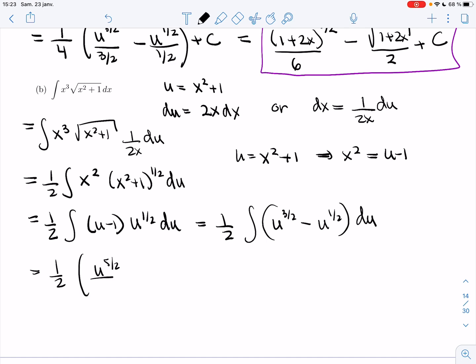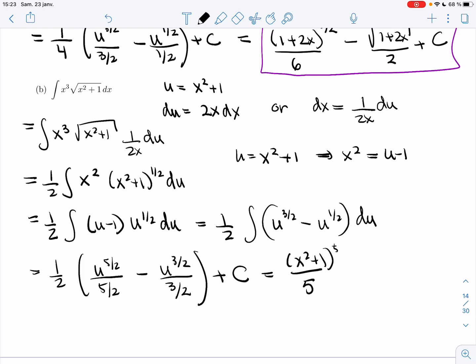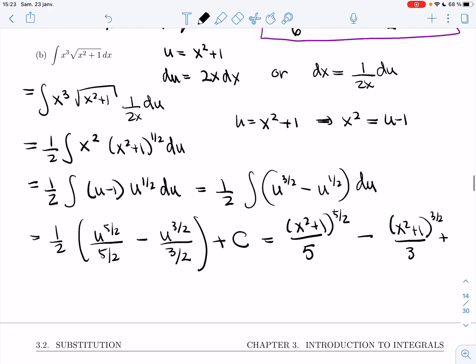All right, the rest is pretty basic, just using power rules. So I'm getting 1/2 u to the 5/2 over 5/2. When I multiply it in, the halves will cancel and I get 5. And then u is x squared plus 1 to the 5/2. Same thing, this 2 will cancel with the 2 underneath, and I'll have x squared plus 1 to the 3/2 over 3 plus c.